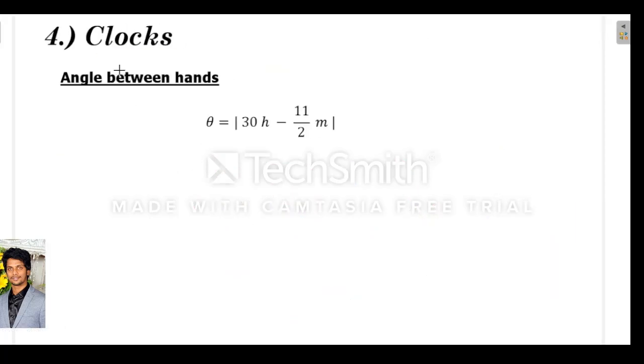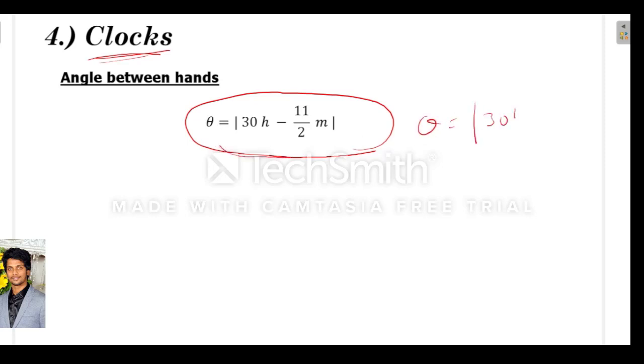Okay, the next topic is clocks, and there will not be any problems in this. I just want to touch upon a few formulas which I felt are important and which might be asked in the exam. This is the formula: theta is equal to modulus of 30h minus 11 by 2 m. This is used to find the angle between the hours hand and minutes hand.